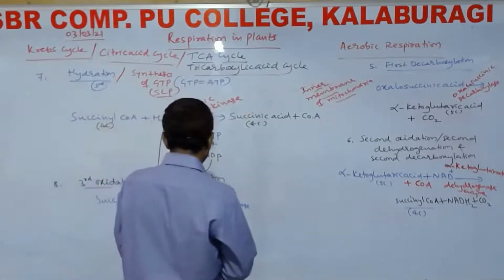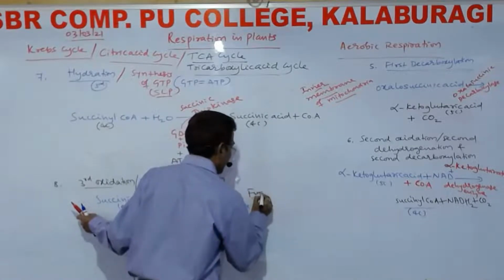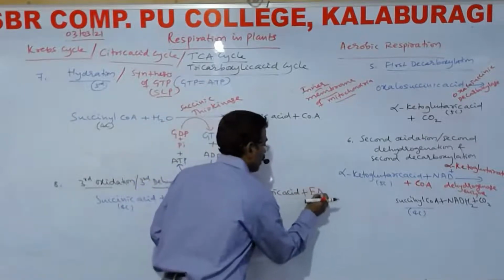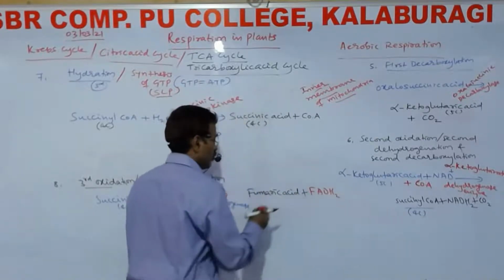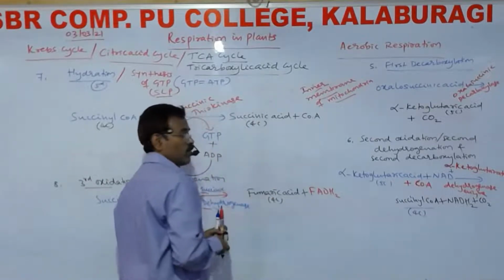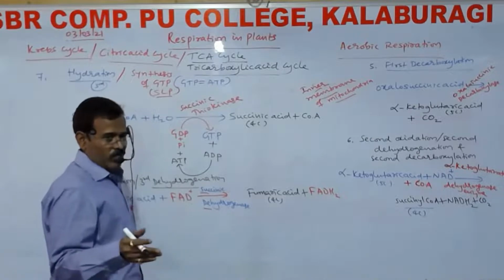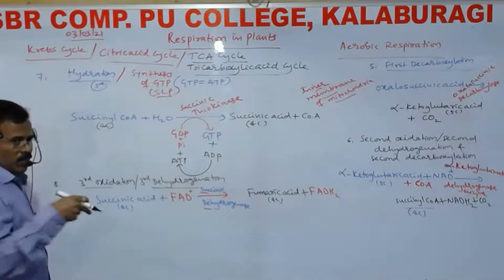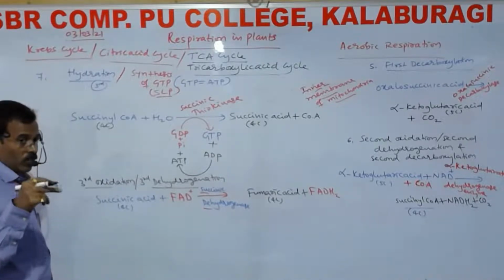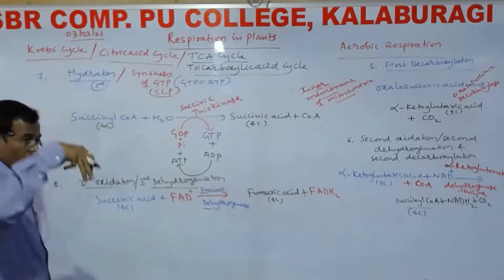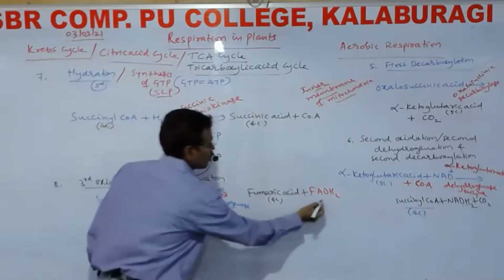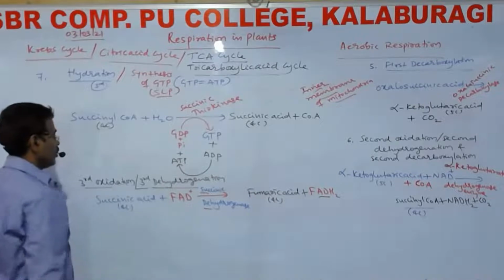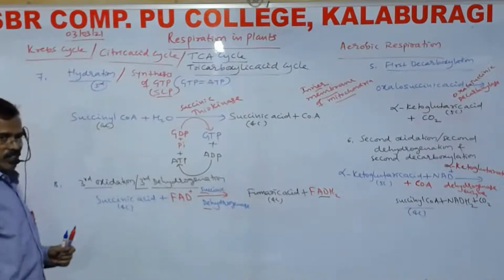So what we get now is succinic acid converted into fumaric acid, and there will be synthesis of FADH2, the reduced coenzyme. This is a 4 carbon organic acid, that is fumaric acid. Succinic acid, then you have fumaric acid. These all have 2 carboxyl groups, while citric acid has 3 carboxyl groups. So there will be synthesis of FADH2 in this, and that's why it is the third oxidation, the third dehydrogenation step.